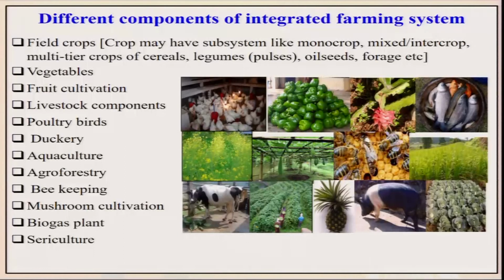This is a small picture I have given of the different components of integrated farming system. There are the field crops, it may be rice, maybe wheat, maybe maize, maybe pulses. This is the vegetable, and fruit cultivation is also there. There may be poultry birds. You can also put your duckery within the fishery unit. This is the aquaculture or fish culture, and there is some secondary agriculture.